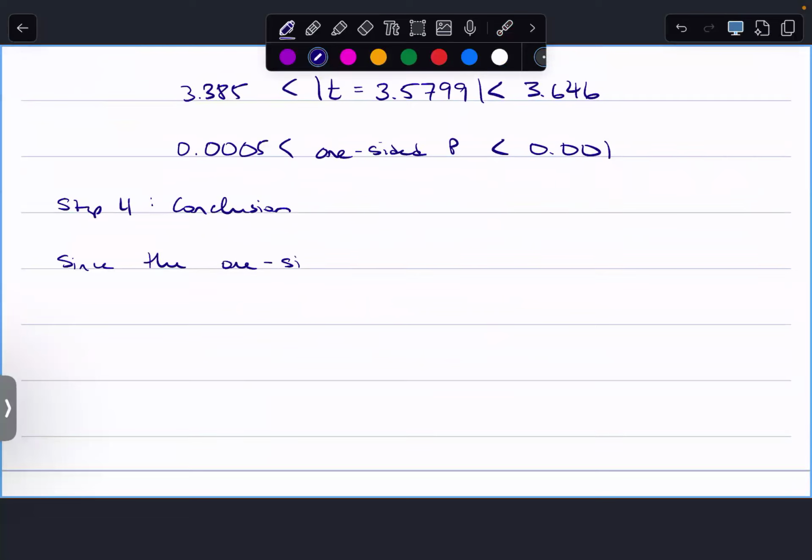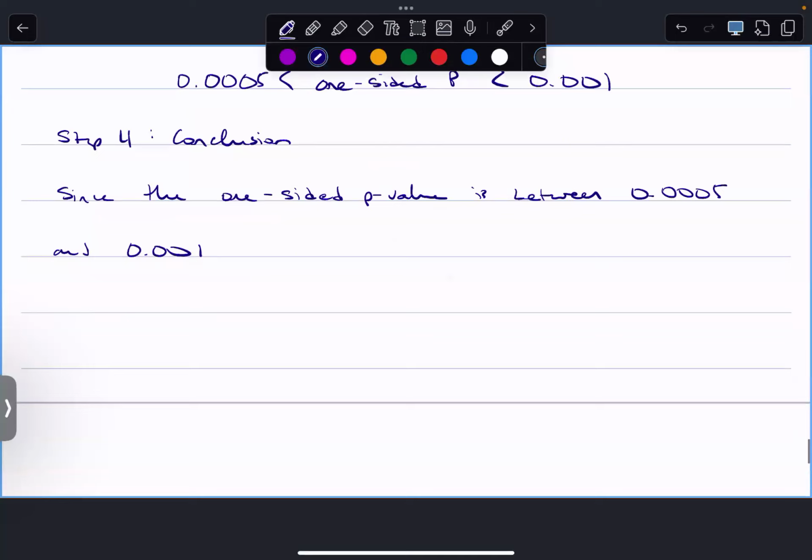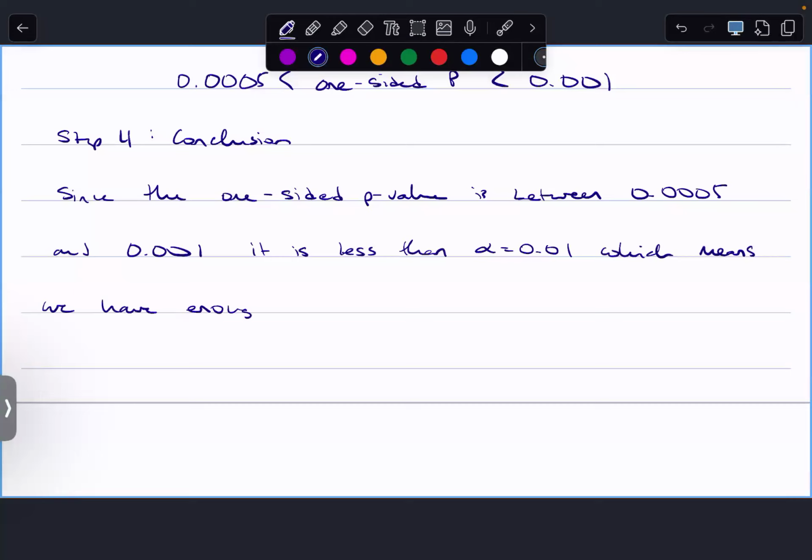Since the one-sided p-value is between 0.0005 and 0.001, it is less than the alpha level of 0.01, which means we have enough evidence to reject H naught. We're rejecting it, we should say, in favor of what? In favor of HA.